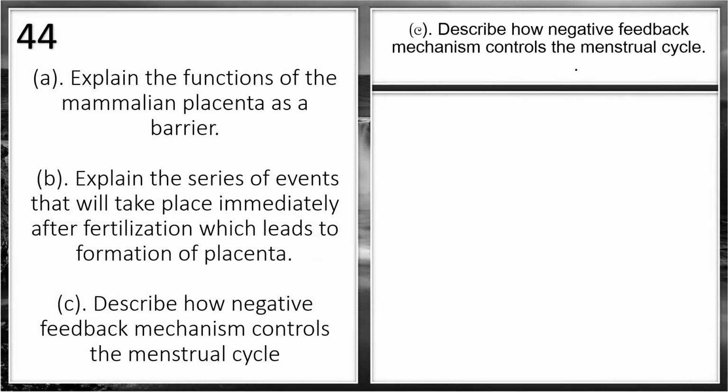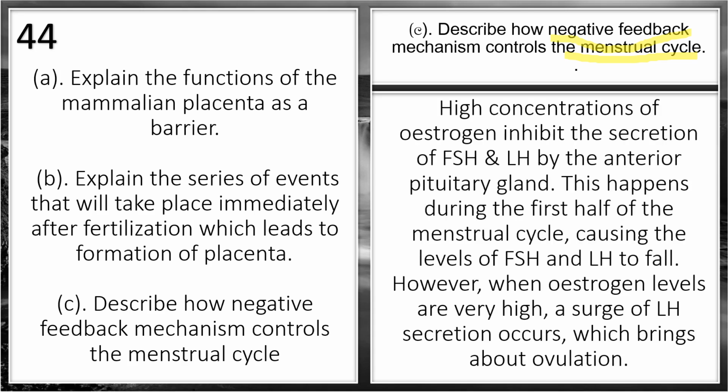Part C. Describe how the negative feedback mechanism controls the menstrual cycle. A high concentration of estrogen inhibits the secretion of follicle-stimulating hormone and luteinizing hormone by the anterior pituitary gland. This happens during the first half of the menstrual cycle, causing the level of follicle-stimulating hormone and luteinizing hormone to fall.